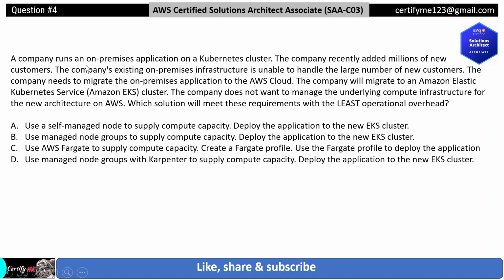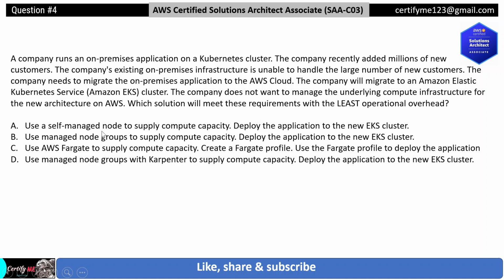Next question. A company runs an on-premises application on a Kubernetes cluster. The company recently added millions of new customers. The company's existing on-premises infrastructure is unable to handle the large number of new customers. The company needs to migrate the on-premises application to the AWS cloud. The company will migrate to an Amazon Elastic Kubernetes Service cluster. The company does not want to manage the underlying compute infrastructure for the new architecture on AWS. Which solution will meet these requirements with the least operational overhead?